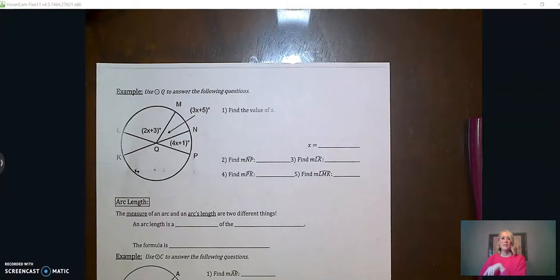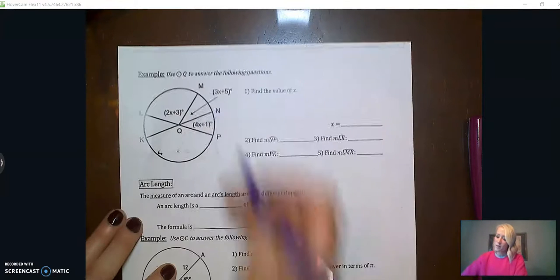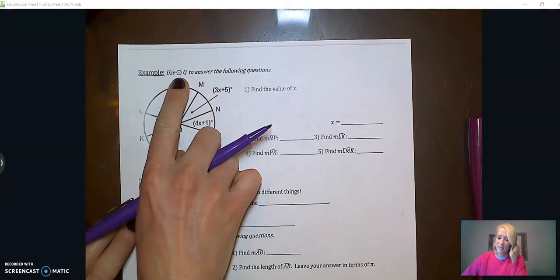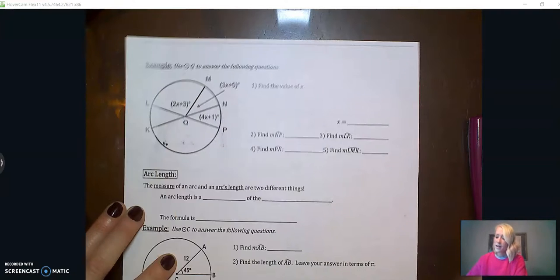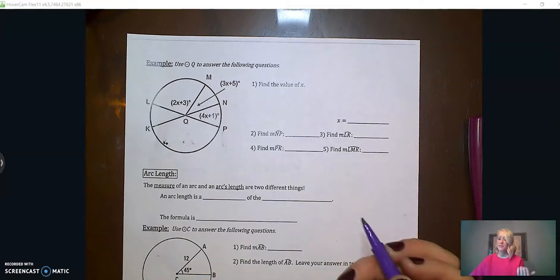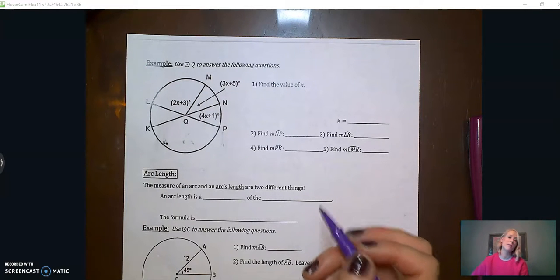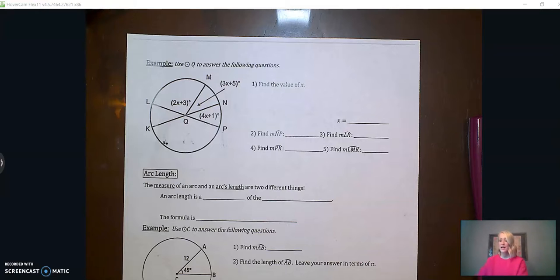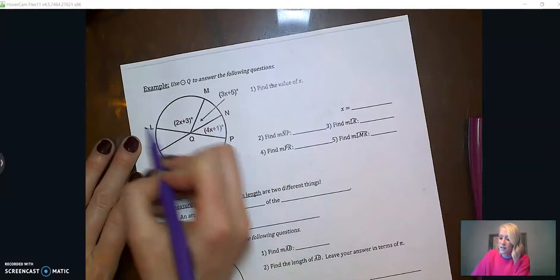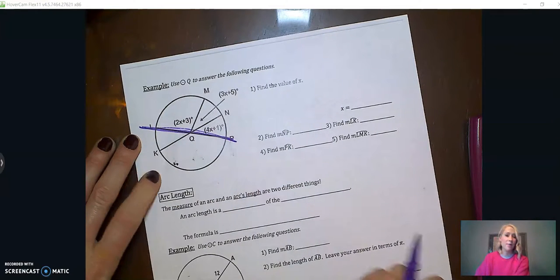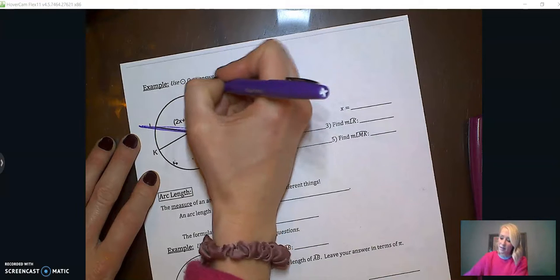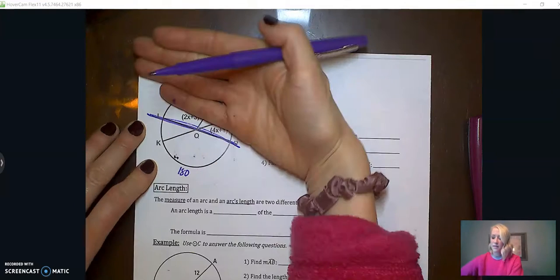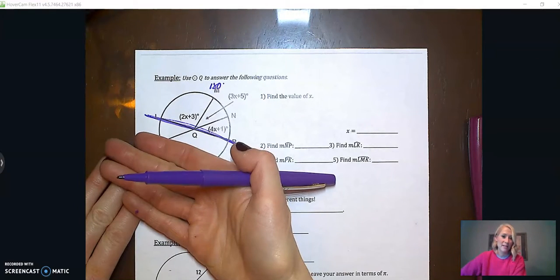Okay, on the back, here's another practice example with measures. So circle Q, that's the name here. I want to find the value of X. It's going to save your life on a lot of examples to look for diameters, guys, because that separates your circle into 180 and 180. So see that diameter there? I know that this is 180, this is 180. That is going to be so helpful.